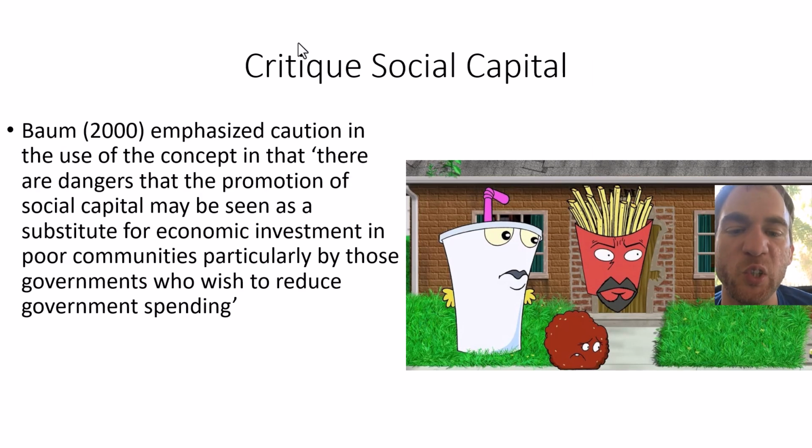And then finally, our final critique of social capital is from Baum, 2000, who emphasized caution that there are dangers that the promotion of social capital may be seen as a substitute for economic investment in poor communities, particularly by those governments who wish to reduce government spending. So the argument from Baum is, yes, social capital and these inter-community links matter, but they are not a substitute for alleviating poverty, which is typically the strongest predictor of numerous health outcomes. You can analyze social capital, but these social links either have to be used to transform and reduce poverty, or otherwise you're just maintaining the status quo.